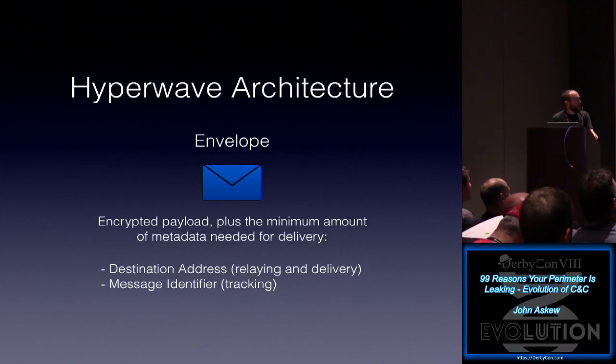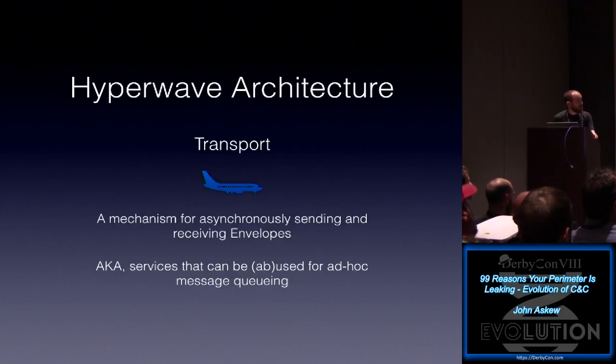Then there's this concept of an envelope, which is the encrypted message plus the minimum amount of metadata that you need to handle and deliver that message within the framework. Right now, that metadata includes a destination address, which allows you to relay and deliver, ultimately, the messages, and some type of identifier for each individual message that allows you to track those. And then a transport, which is the mechanism for asynchronously sending and receiving those envelopes. So these are, generally speaking, services that can be used for ad hoc message queuing.